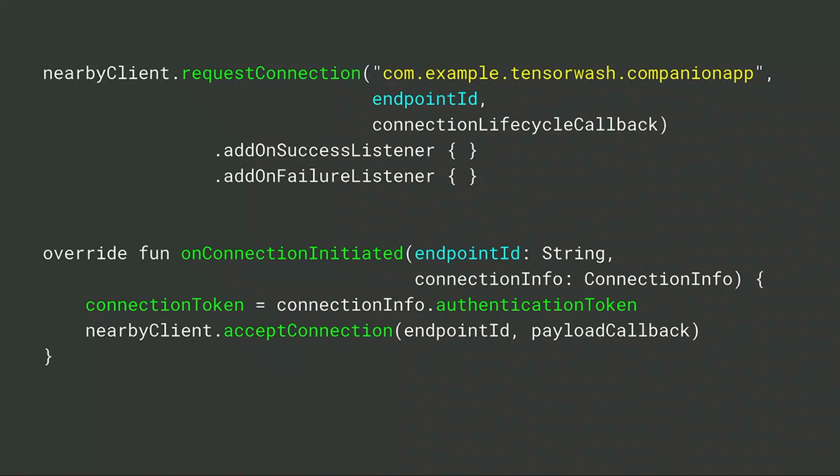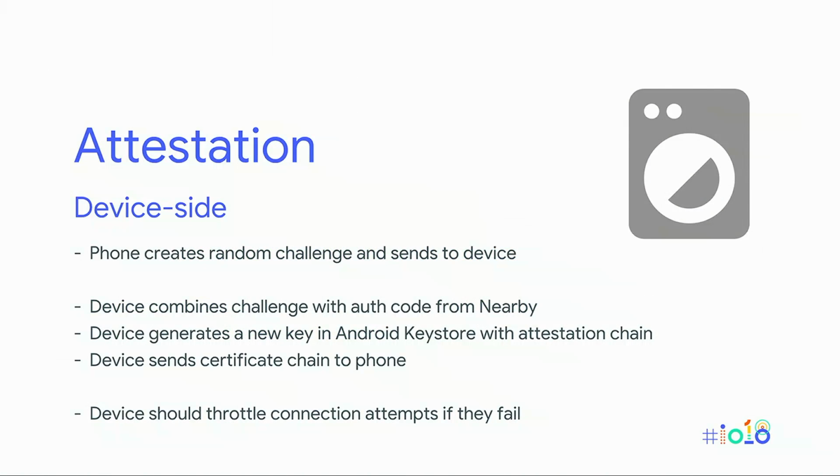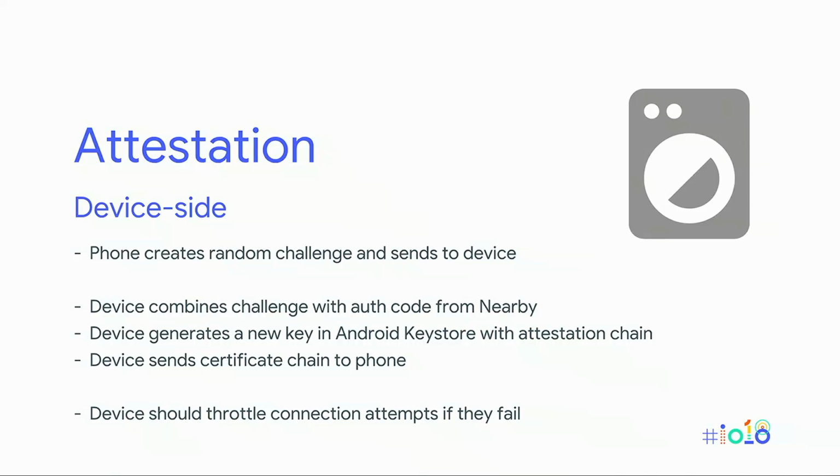But you can see here the code's really simple to work with Nearby Connections, and it gets us going quite quickly. The next thing, Darren talked about attestation and verifying the device. So we need to make sure that the device in front of us is the one that we're actually connecting to. So what we do on the phone is we actually create what's called a random challenge. So it's a random number that's unique just for this connection, and then we send that over to the device. And we use this to prevent replay attacks.